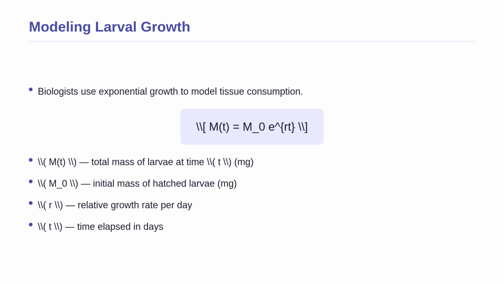In this equation, m of t represents the total mass of the larvae at a given time, usually measured in milligrams. m0 is the initial mass of the larvae right after they hatch. The constant e is the base of the natural logarithm. The variable r is the relative growth rate, which increases with warmer temperatures or more aggressive fly species. Finally, t is the time elapsed in days. If r increases, the mass skyrockets, meaning the host's tissue is destroyed much faster.